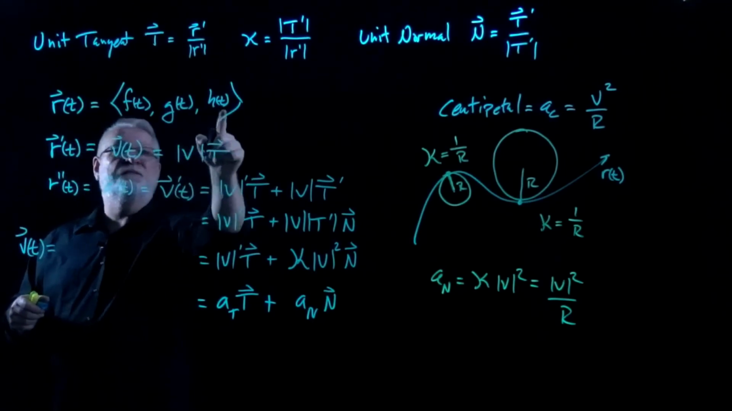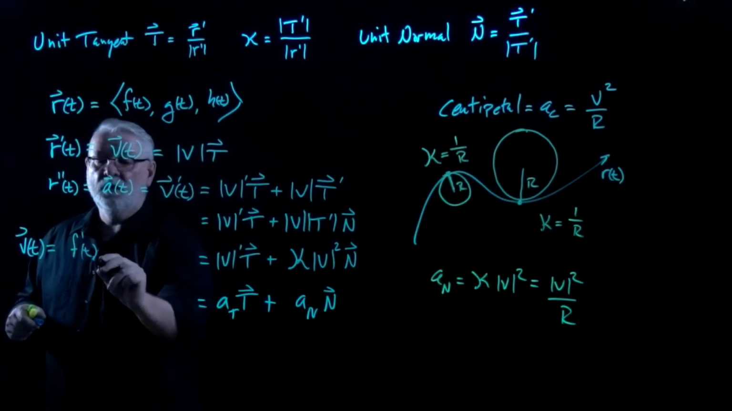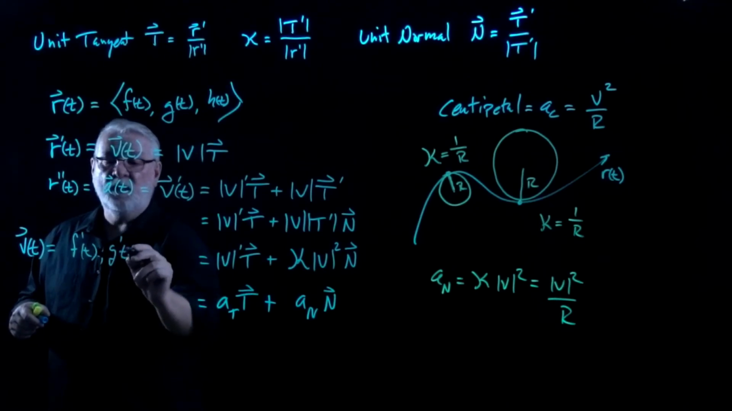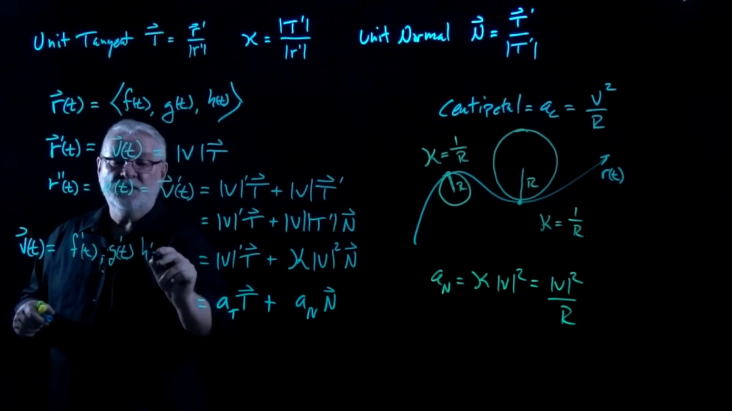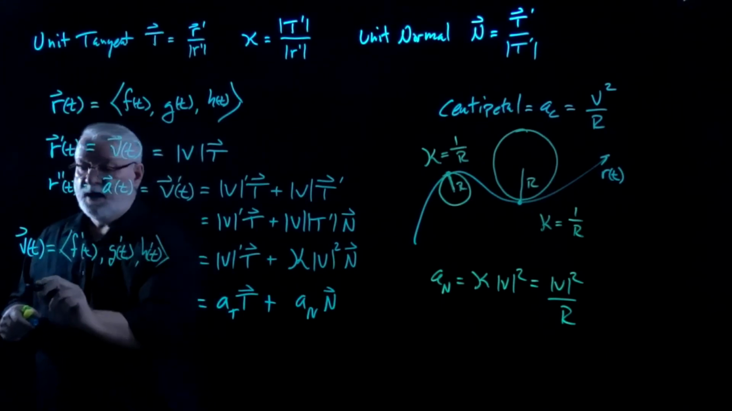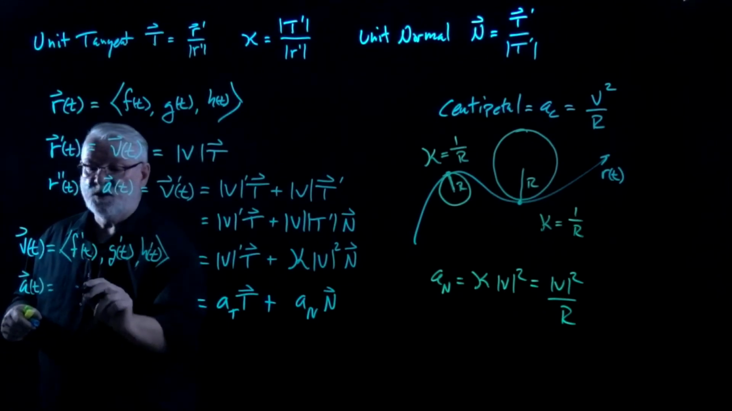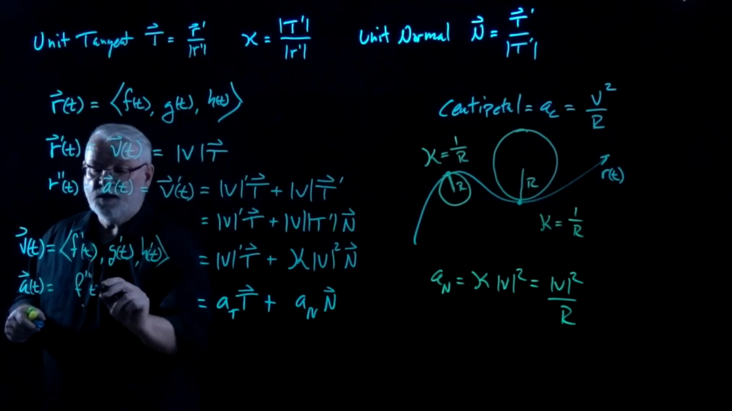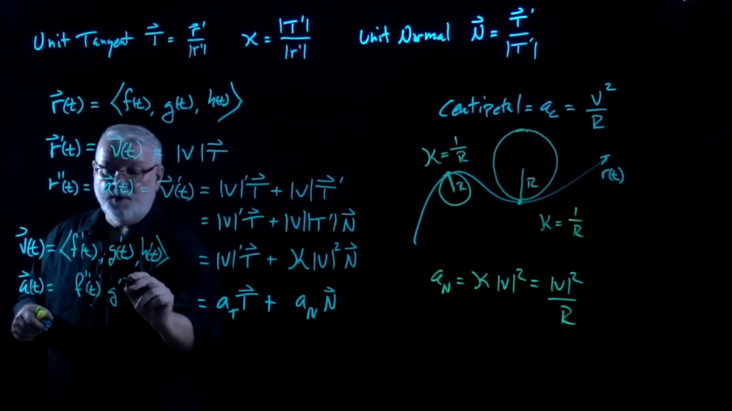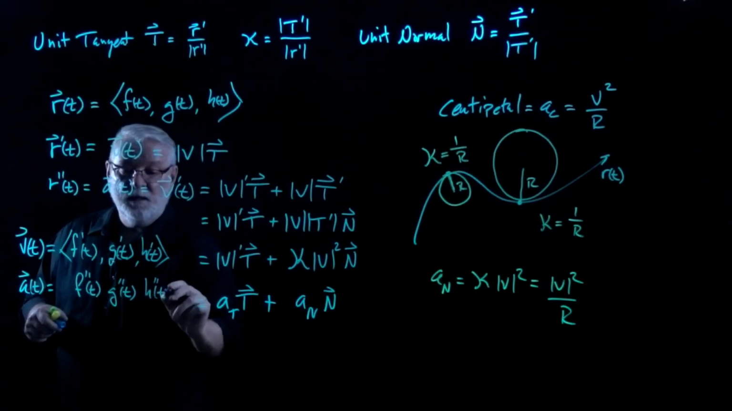is just going to be the first derivative of the original space curve, f prime t, g prime t, and h prime t. And further, that the acceleration is simply its second derivative. So a(t) would be equal to f double prime t, g double prime t, and h double prime t.